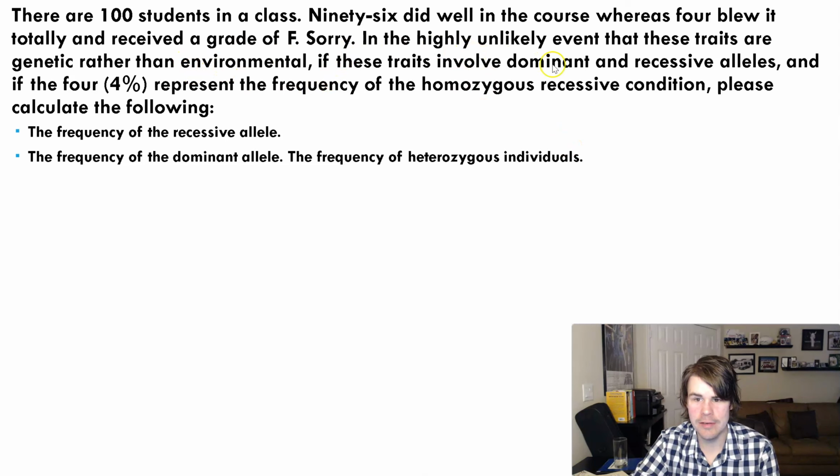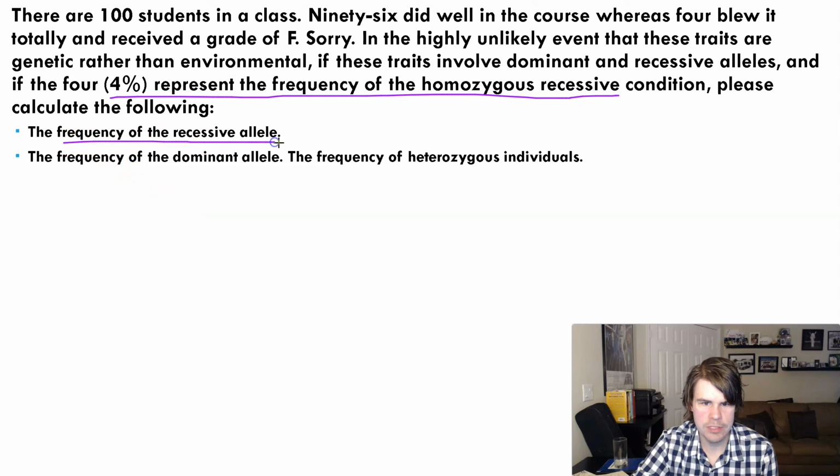If these traits involve dominant and recessive alleles, and if 4% of the population, again, you see what they're giving us, right? 4% of the population is homozygous recessive. So what are they asking us to do? They want us to find the frequency of the recessive allele. Hopefully you can see that that is the variable q. The frequency of the dominant allele, well, that is p. And the frequency of heterozygous individuals, well, that is 2pq.